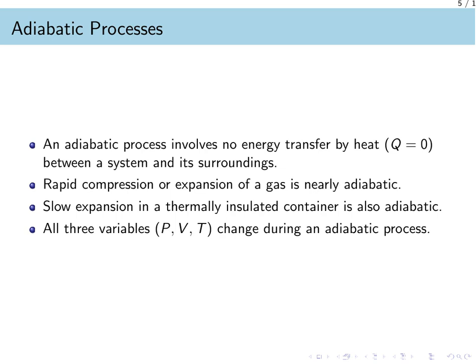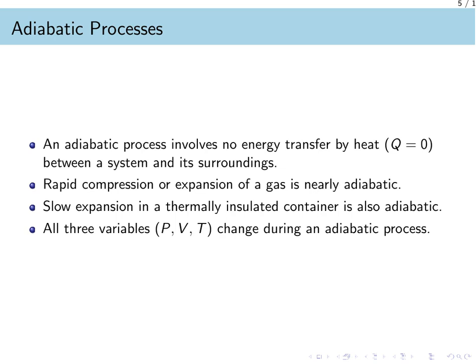An adiabatic process is defined as one in which there is no energy transfer by heat between a system and its surroundings. This means the value for heat, Q, is zero. In practice, this occurs in two main ways. First, a process that happens very rapidly, such as the quick compression or expansion of a gas, is nearly adiabatic because there is no time for heat to flow. Second, a process can be adiabatic if it occurs slowly within a container that is perfectly thermally insulated.